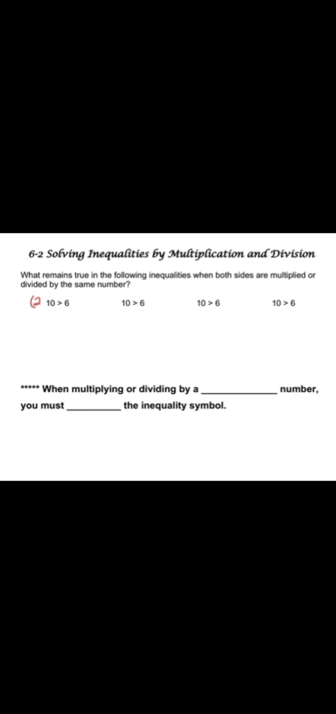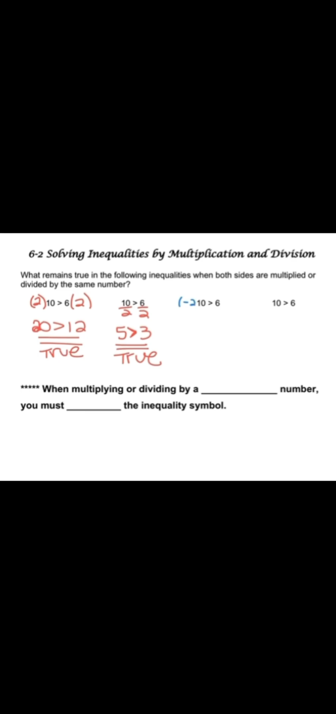If I took this first inequality and I multiplied both sides by 2, I would get 20 on this side, and then I would get 12 on this side. This is still a true statement. 20 is greater than 12. If I divide both sides by 2, I will get 5 and 3. And if I keep the symbol facing the same way, this is still a true statement. 5 is greater than 3. This is still true.